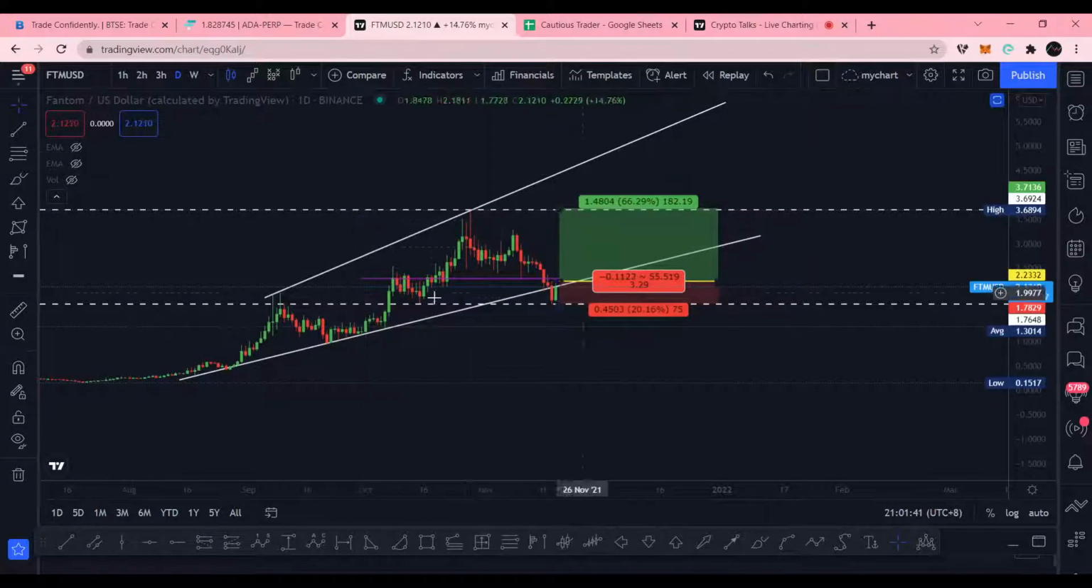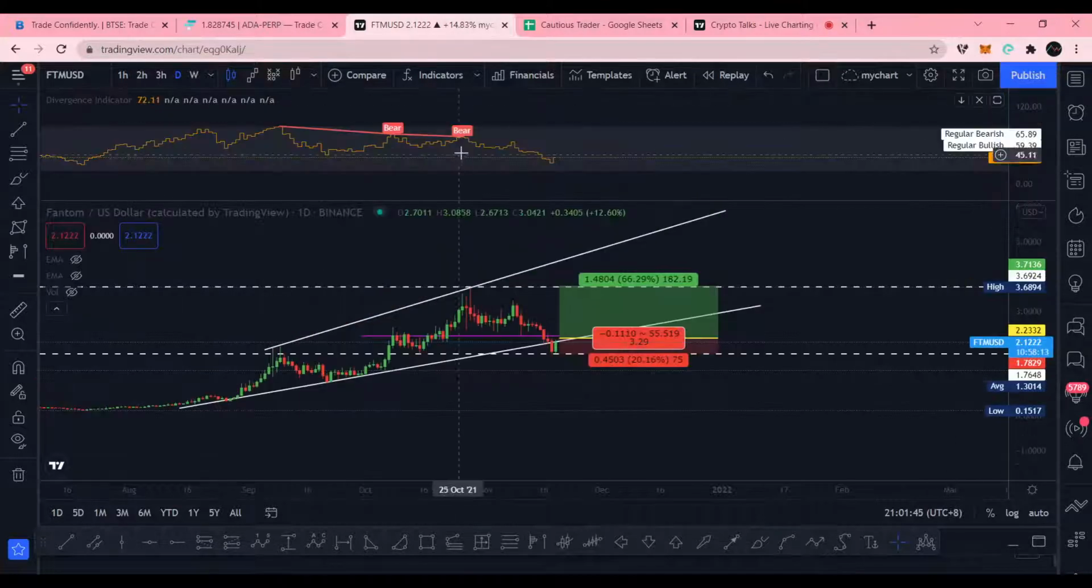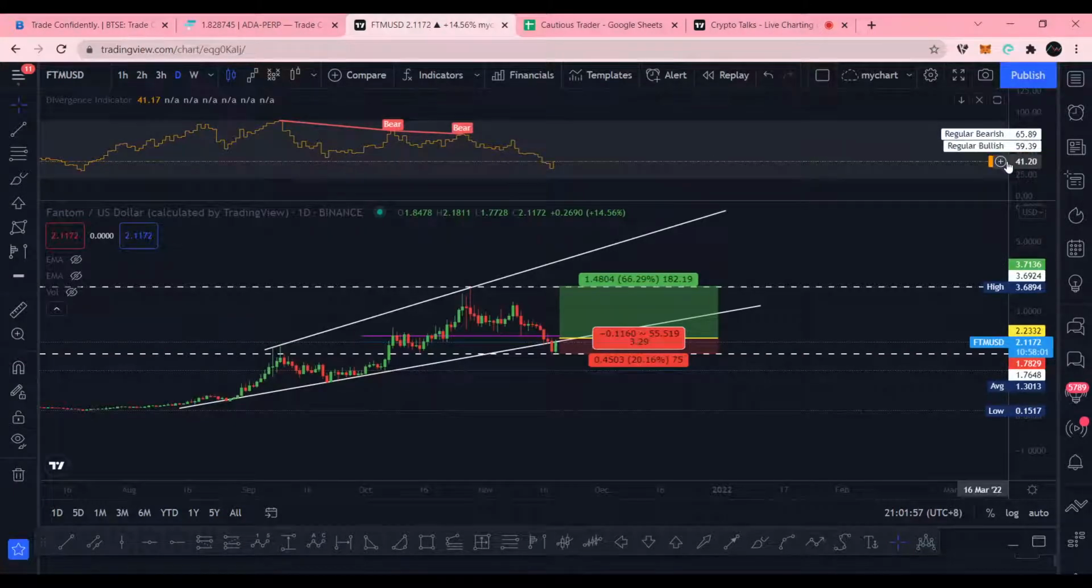And we can also add the divergence indicator, which I was also looking at a while ago. It's actually a possible bullish divergence. RSI is just at 41.